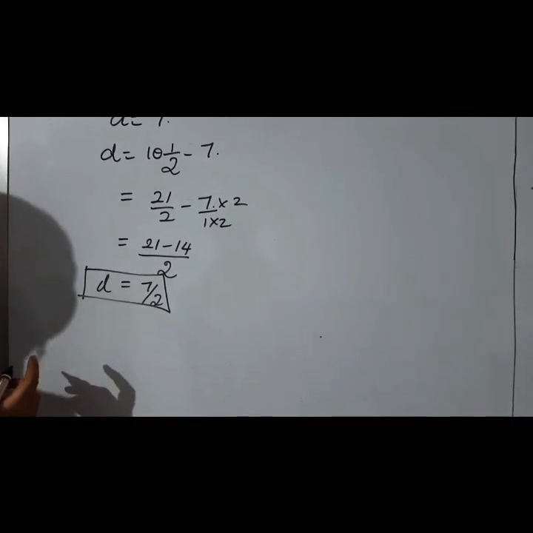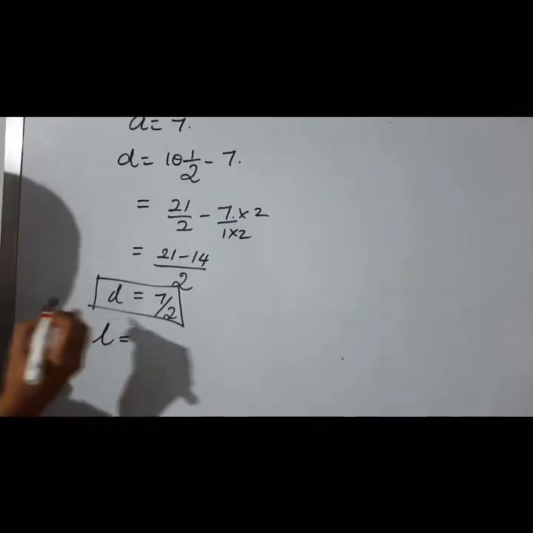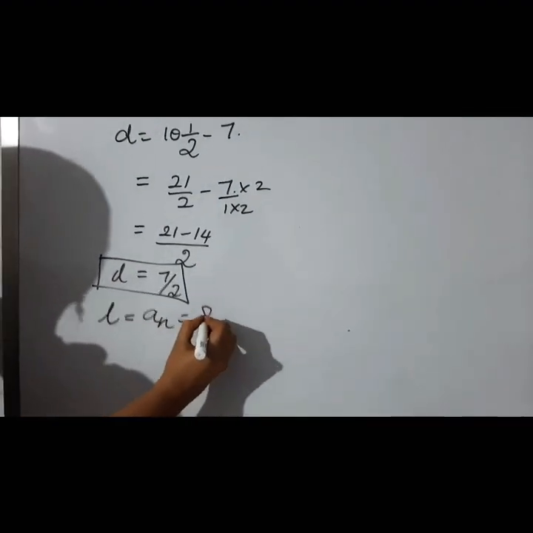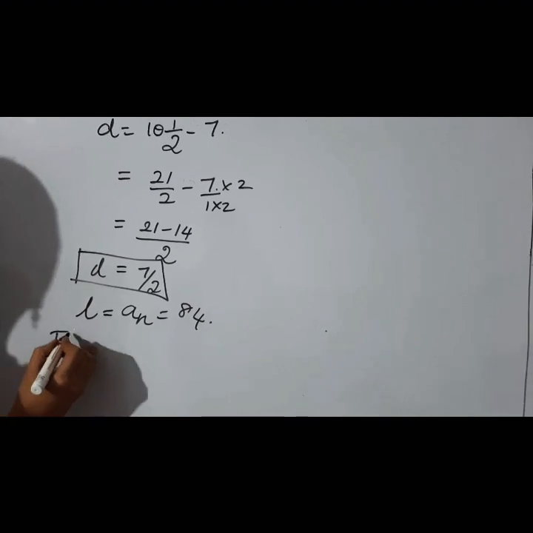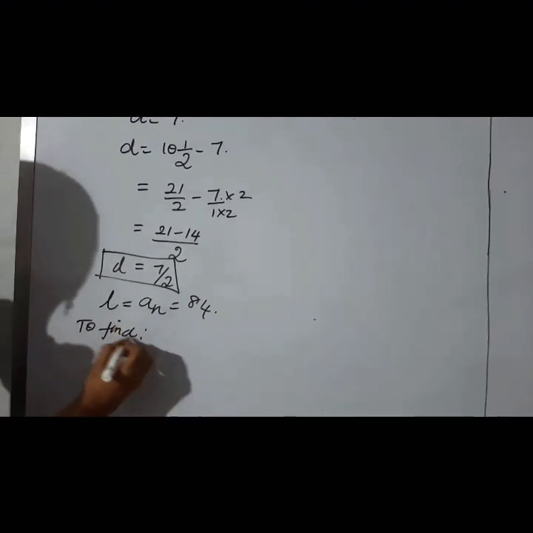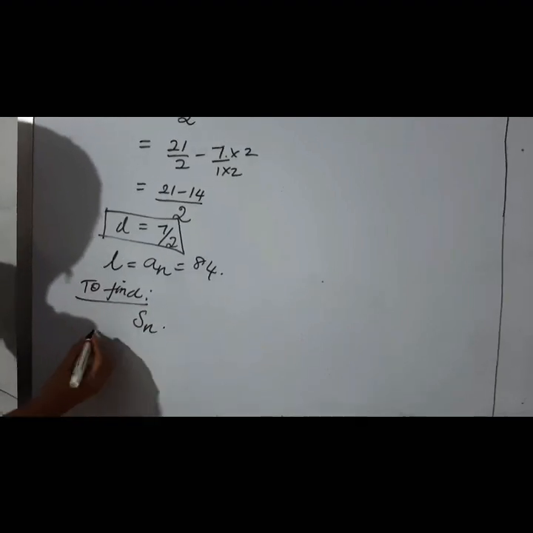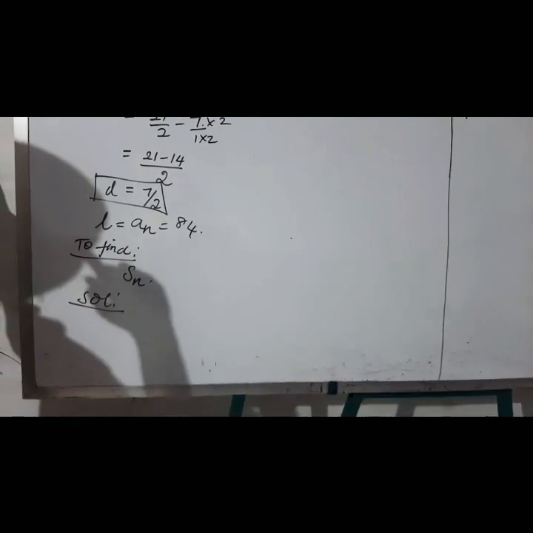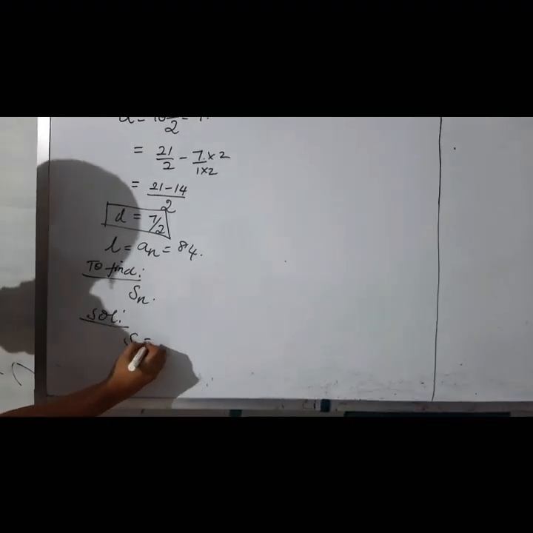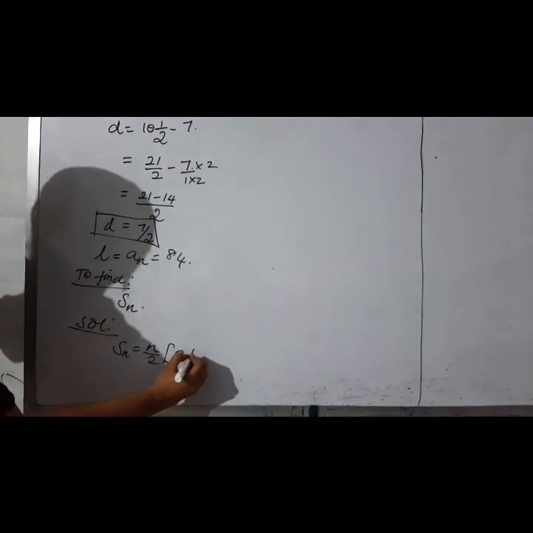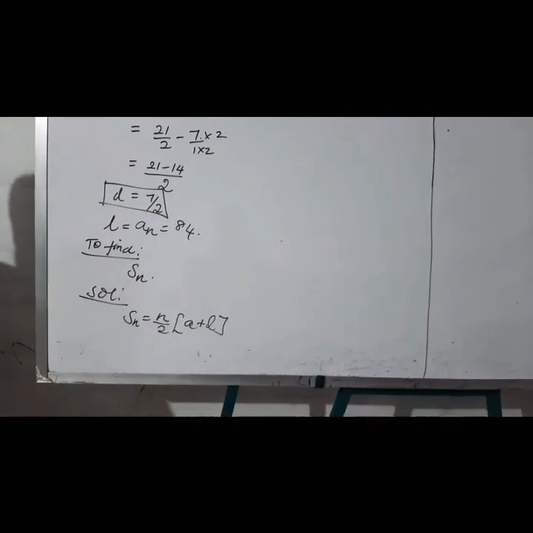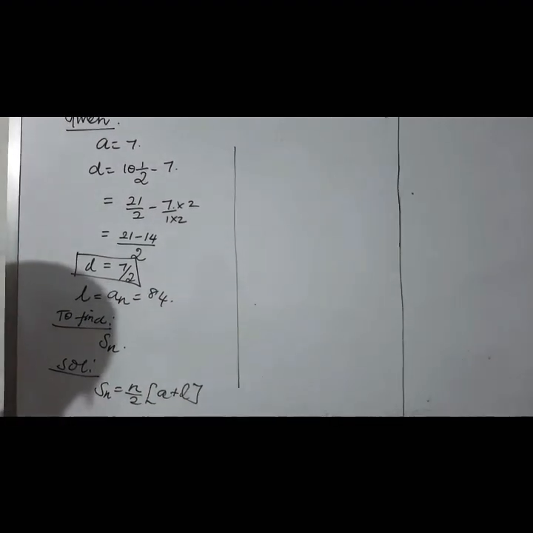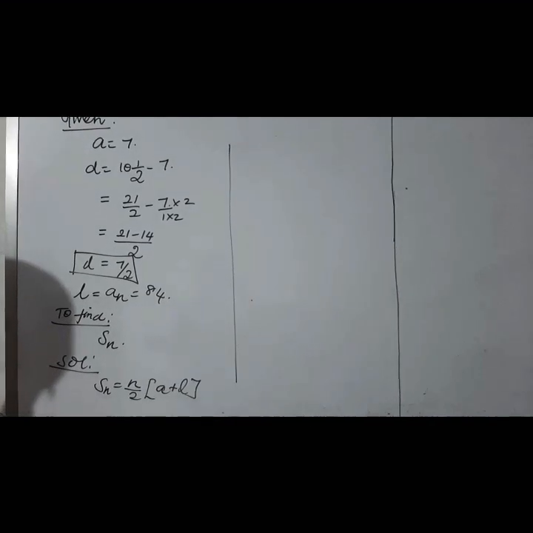It is given, and what else is given? The last term. What is the last term for a finite AP? The last term is an, which is equal to 84, is also given. What do we want to find? We need to find Sn. Let's start with the formula for a finite AP, that is Sn is equal to n by 2 into (a plus l), the first term plus the last term. Now we know the value of a. We know what l is also, that is 84. What about n?